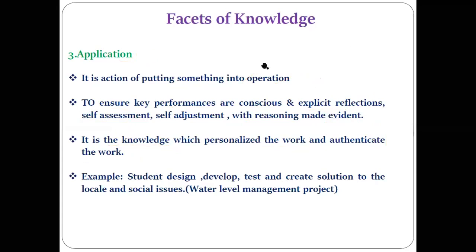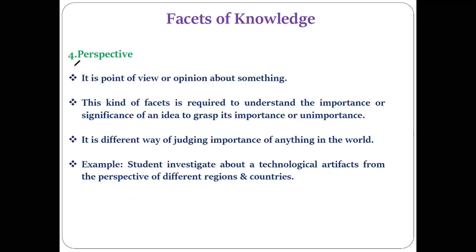Here you can see the student designs, develops, tests, and creates a solution to some local or social issue. There are different projects related to social issues which can be operationalized. Here, a simple example I have written is a water level management project. We have already discussed the examples of a hospital management project, a project for dumb people, and a project for blind people. So that is everything regarding application knowledge. Let's see the next one, that is perspective knowledge.